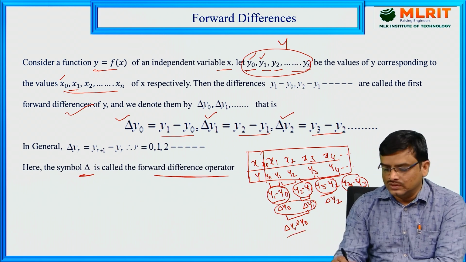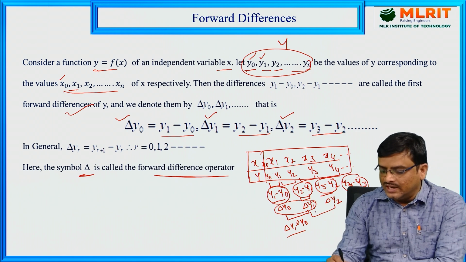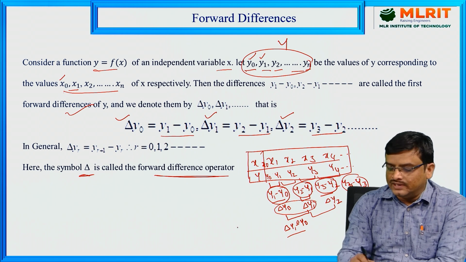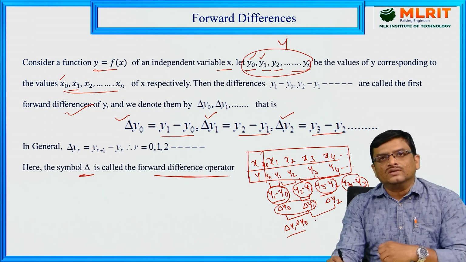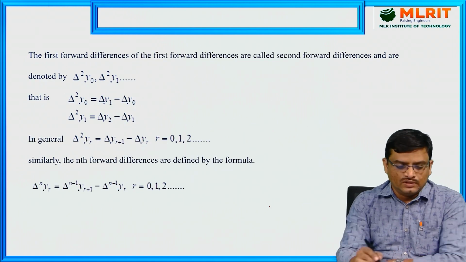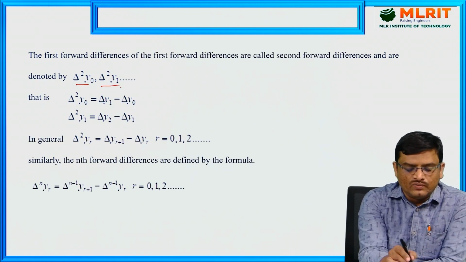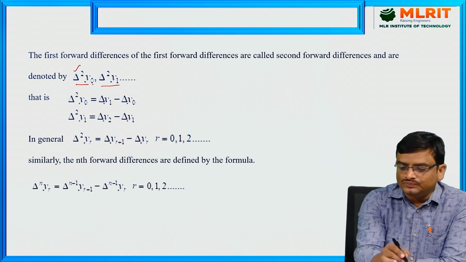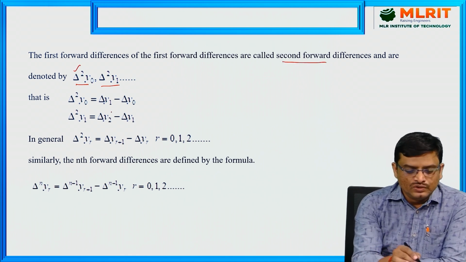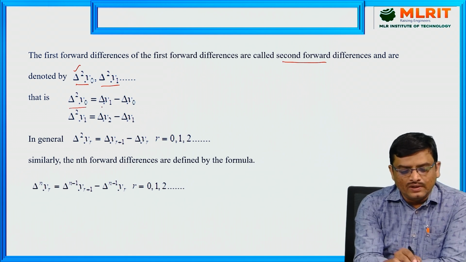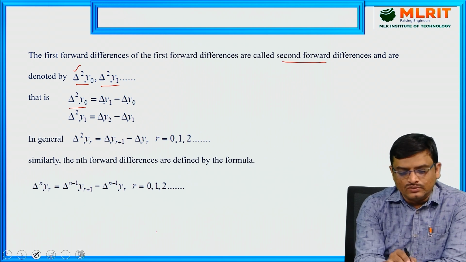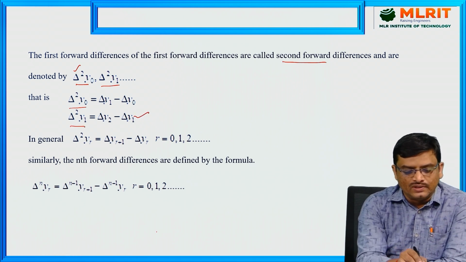Next take the next pair, delta y1 and delta y2, and find the difference of these values. We call these the second forward differences of the y values. These are represented with delta square y0, delta square y1, and so on. This delta square represents the second forward differences of y. Delta square y0 is given by delta y1 minus delta y0, and similarly delta y2 minus delta y1 is represented with delta square y1.